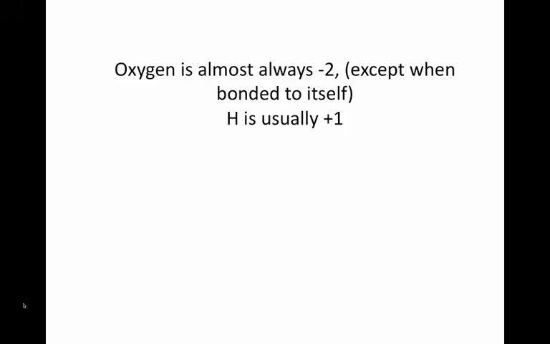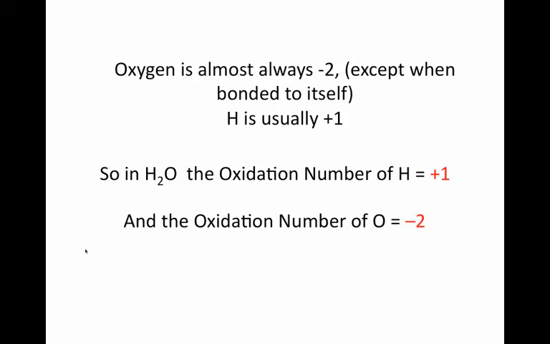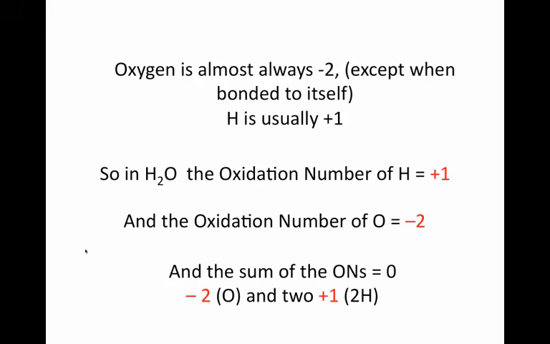Another rule. Oxygen is almost always -2, unless it's bonded to itself, which is unusual. If it is bonded to itself, the name will have peroxide in it. And H is usually +1. So in H2O, water, the oxidation number of the H is +1, and the oxidation number of the oxygen is -2. And the sum of these, -2 for the oxygen and 2 +1s for the 2 hydrogens, is 0.